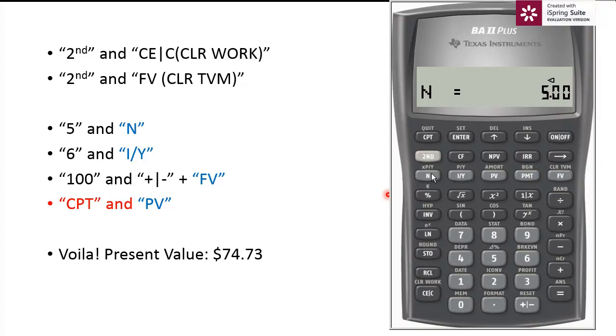For the interest rate, hit 6 and then IY, the key right next to N. For the future value, first hit 100 and then the minus sign, which is at the bottom of the keypad. Then hit FV for the future value. In order to compute the final result, hit the CPT key, which stands for compute, and then PV for present value. And voila, here we have the result, $74.73.